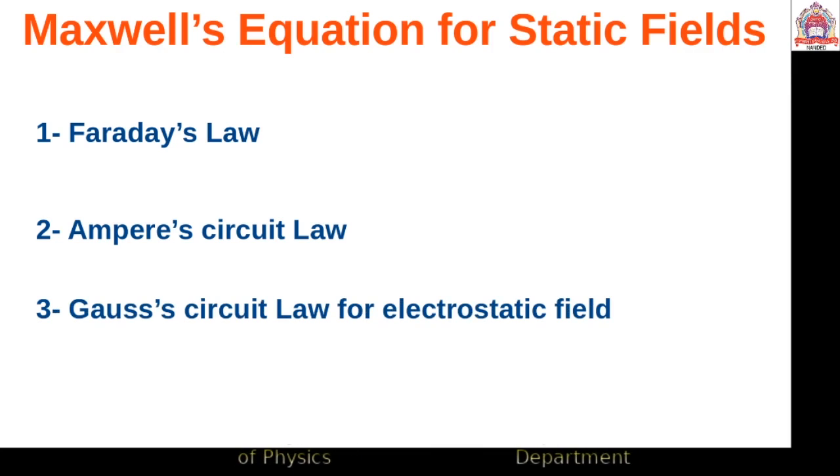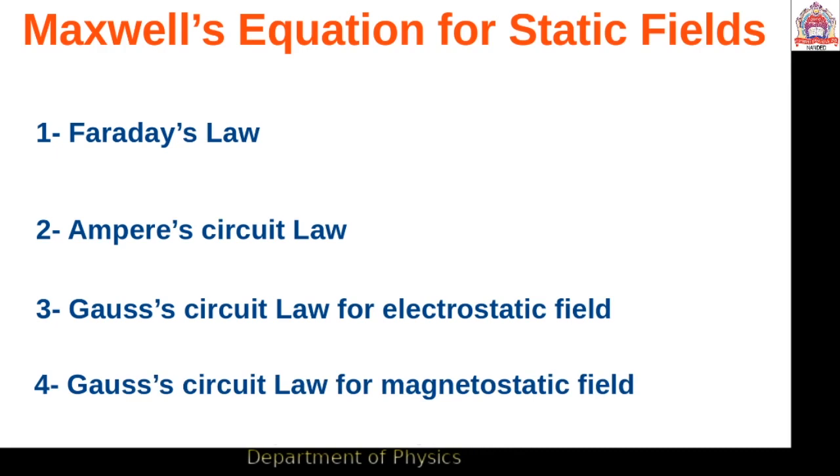The third one is Gauss's law for an electrostatic field. Here D is the electric displacement, measured in coulombs per meter squared, and rho is the free charge density, in coulombs per meter cubed. And the fourth one is Gauss's law for magnetostatics, obtained by applying Gauss's theorem to the magnetic field. In this case, B is the magnetic induction, measured in webers per meter squared.